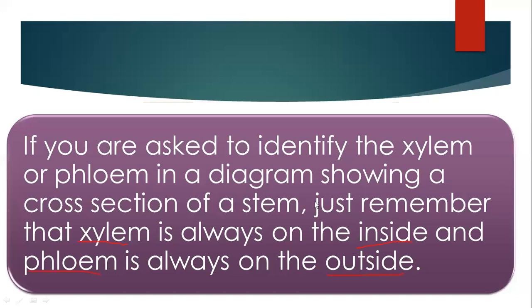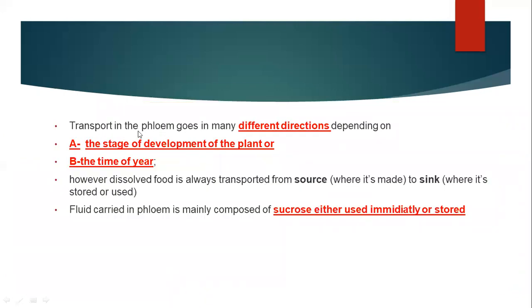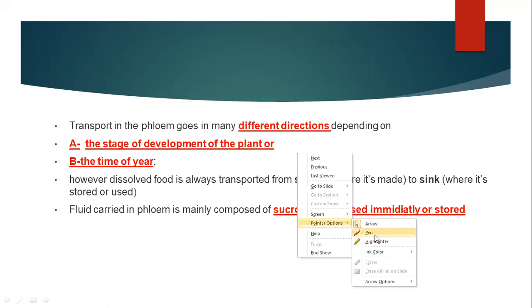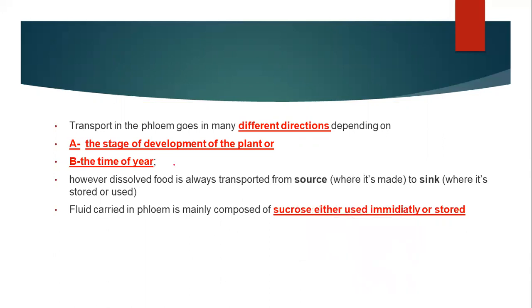Just remember this. Transport in the phloem goes in many different directions depending on the stage of development of the plant and the time of the year. How will this affect the direction of fluid movement inside the phloem? The dissolved food is always transported in the form of sucrose, from the source where it is made, and then going to the sink.